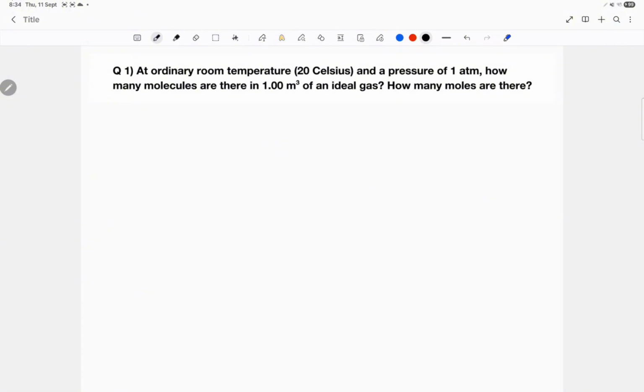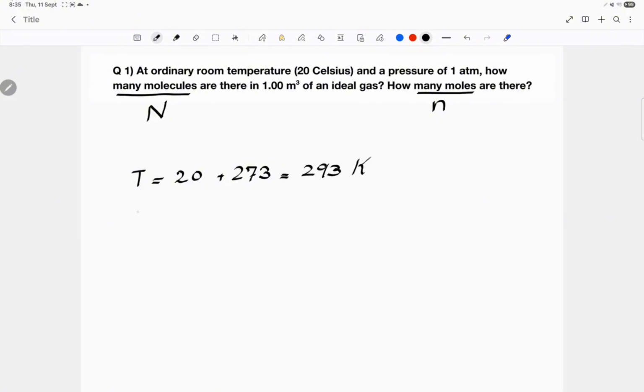Okay, let's do this question here. At ordinary room temperature of 20 Celsius and a pressure of 1 atm, how many molecules are there? Molecules will be capital N, and how many moles are there, which is small n. Now, first thing you do here is you have to convert the temperature from Celsius to Kelvin by adding 273, which will give you 293 Kelvin.